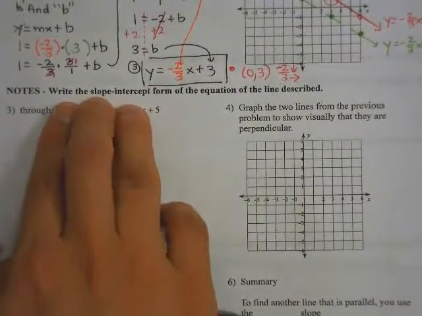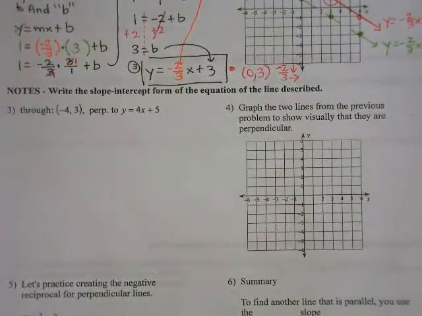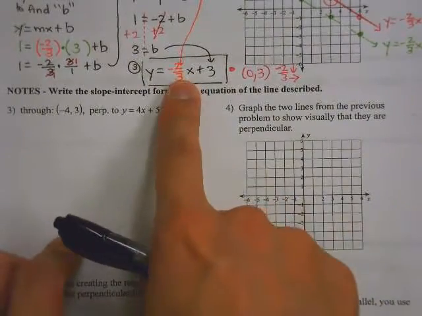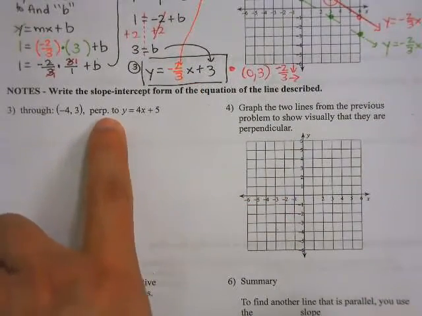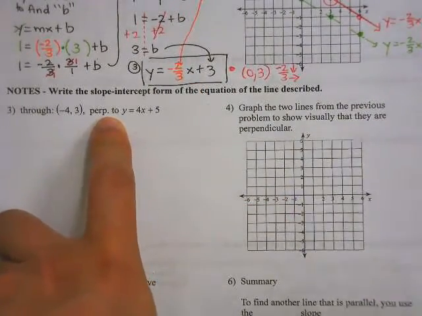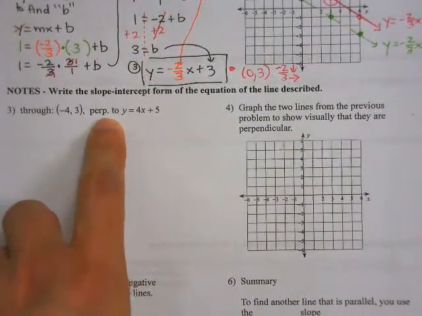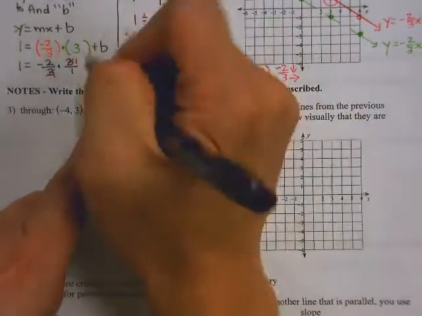Again, same instructions, write the slope-intercept form of the equation, so we need to get this at the end. But this time around, what does PERP mean, you guys? Yeah, go ahead, Kira. Perpendicular.